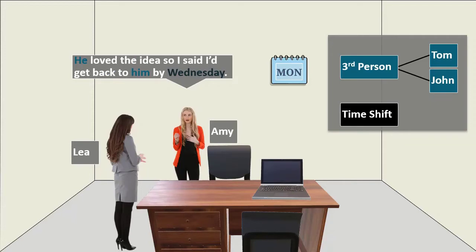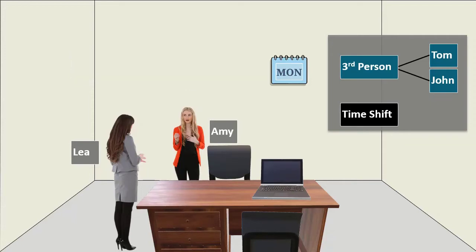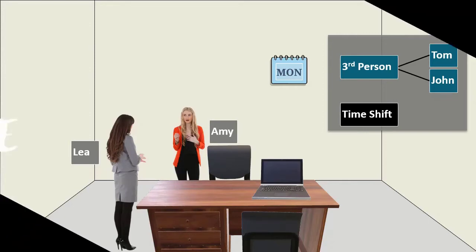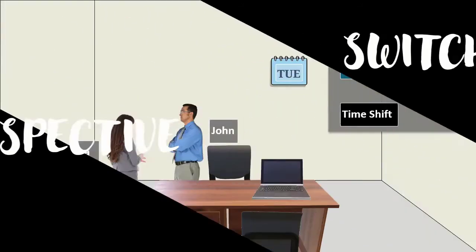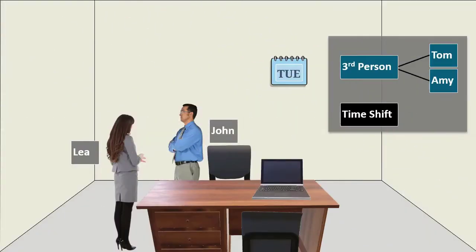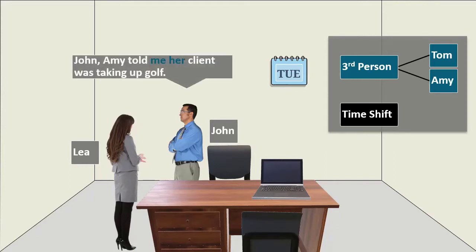Leah is going to tell John about the situation and report Amy's proposal. A day later, Leah calls John into her office to see if he's interested in playing golf with Tom. John, Amy said that her client was going to take up golf. She said that she doesn't mind if you took her client out for a game of golf. He loved the idea, so she told him she'd get back to him tomorrow. So, what do you think?